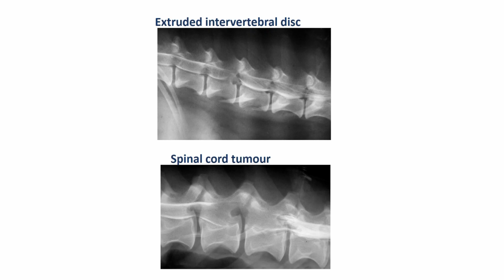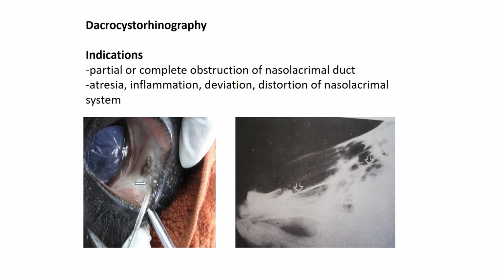Here you can see another myelography. The first lateral view of a dog is showing the extruded intervertebral disc protrusion. The second lateral radiograph is showing the spinal cord tumor.